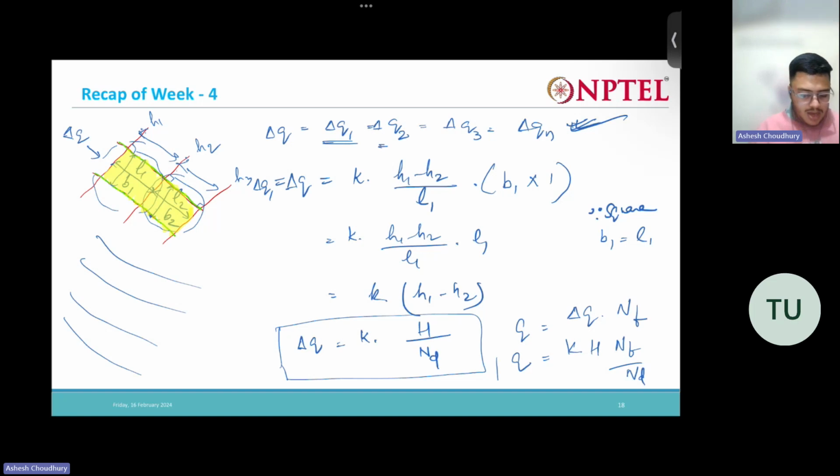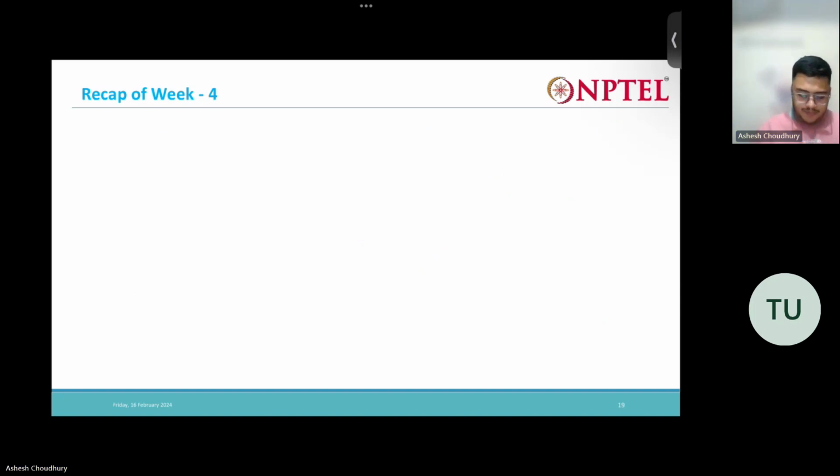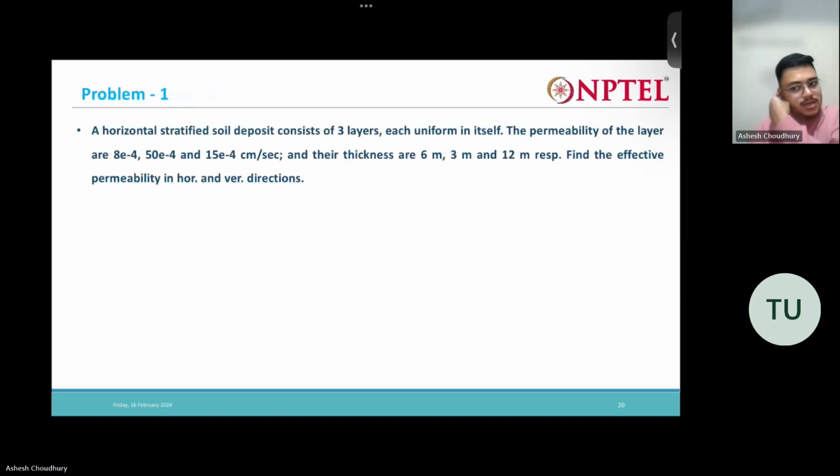All right. Now, let us start solving the problems. So you can see the problem here. We will be solving very easy and simple problems. The first problem is a horizontal stratified soil deposit that contains three layers, each uniform.